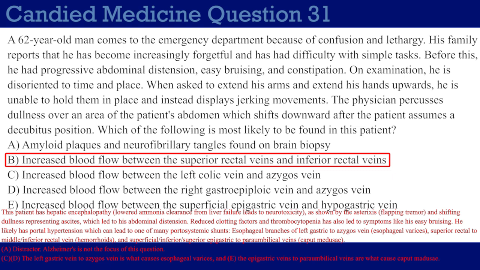And choice A, finally, that's just a distractor, right? Some students might overly focus on the fact that this patient has forgetfulness, and yeah, he's 62 and maybe he has Alzheimer's, but that's obviously not the focus of the question.